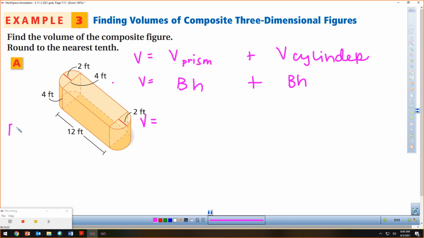So let's find big B of our prism. Since it's a rectangle, it's base times height. So big B for my prism is going to be, what is the base of my rectangular prism? 12. And then the height of my rectangle is 4, because this length up here is 4, which means this length down here is 4. So the height of my rectangle is 4. So big B of my prism is 48.